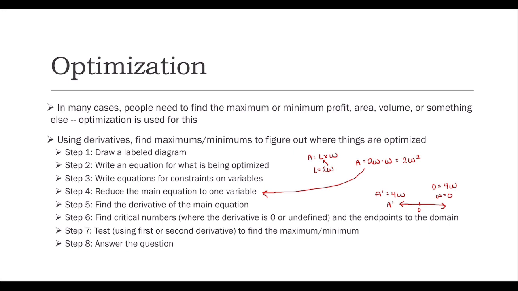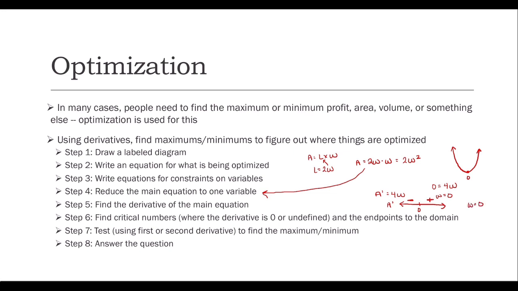So if a prime is less than 0, if we plugged in a negative number, we would get a negative value for our derivative. And then if we plugged in a positive number, we'd get a positive value for our derivative. So our slope is going down till 0, and then it's going to go up. So a critical point would be when w equals 0.